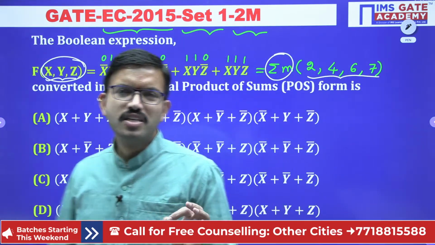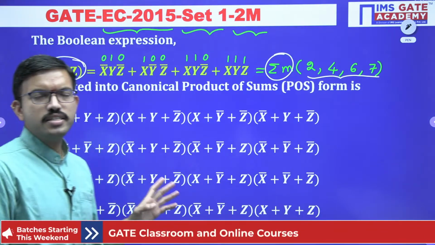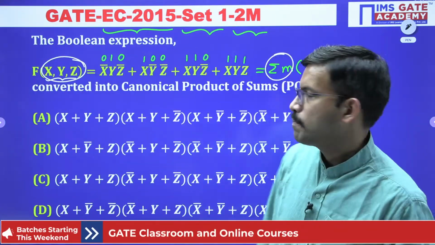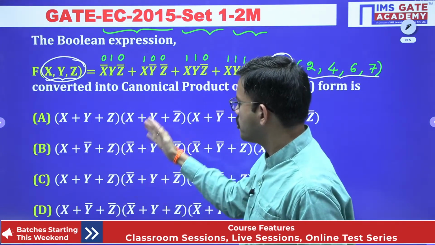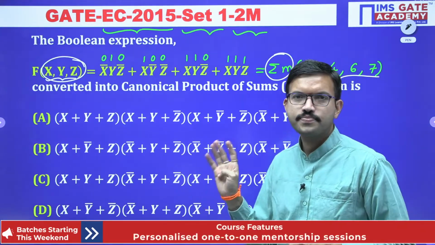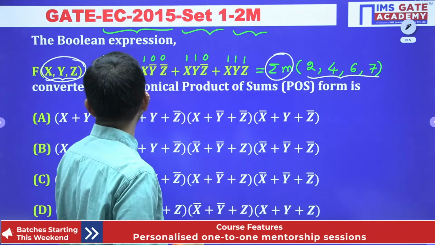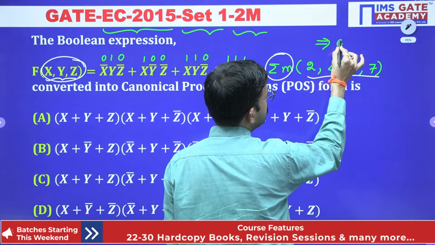With the help of that knowledge, can we eliminate any of the options directly? No, because in this question, if you observe all the 4 choices, the number of max terms is 4. See, if you are having 3 variables, you will get the range as 0 to 7.